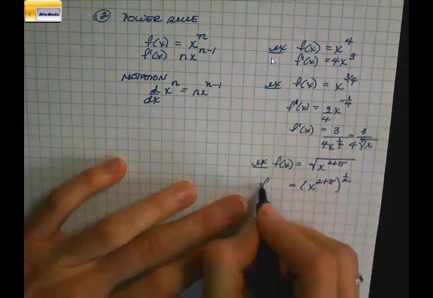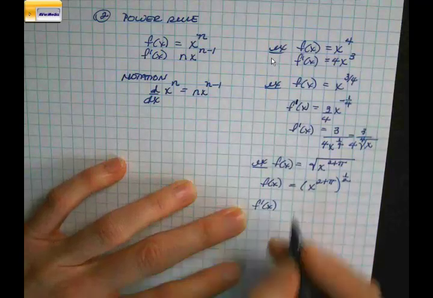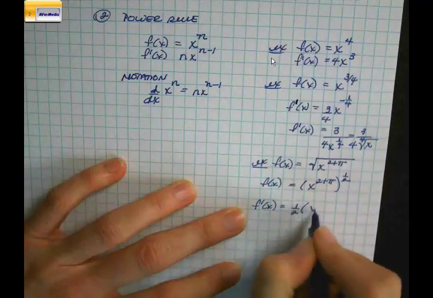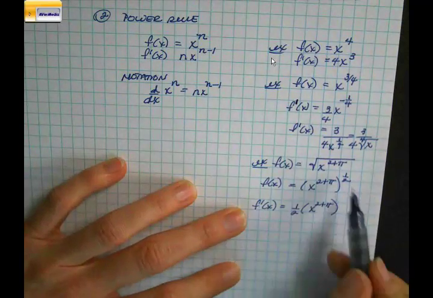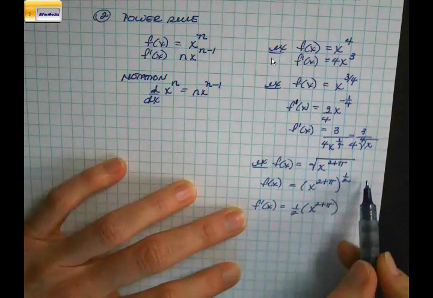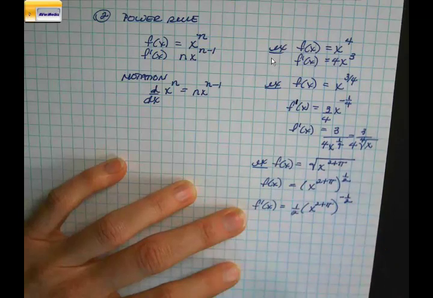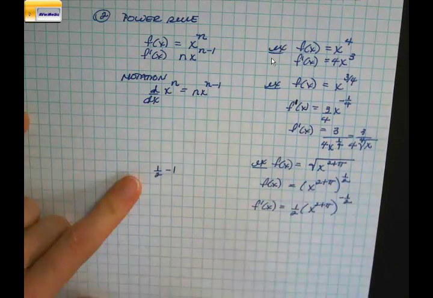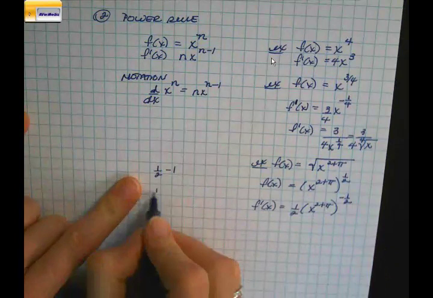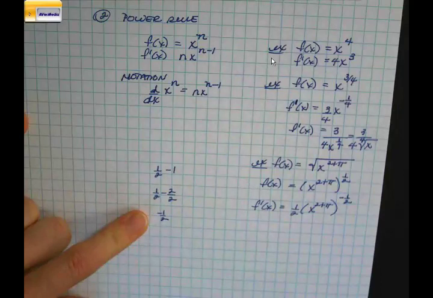So now, after you've rewritten your original function, when you calculate your first derivative, you're going to pull the 1/2 out front, then decrease the 1/2 by 1. 1/2 minus 1 is 1/2 minus 2/2, which is a negative 1/2.